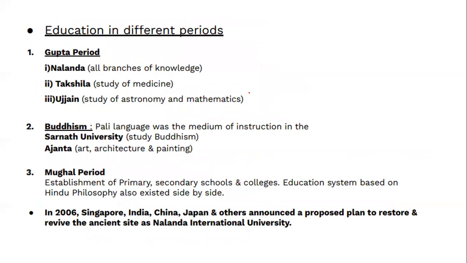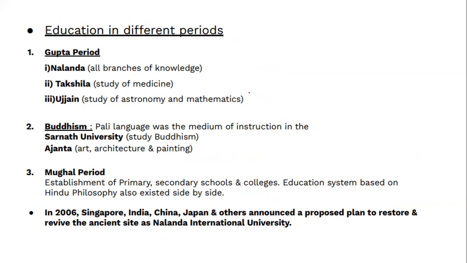So different periods, like the Gupta period, where we have Nalanda, Takshila, Ujjain. Nalanda is for all branches of knowledge. Takshila, medicine. Ujjain, astronomy and mathematics. Buddhism, Pali language. Sarnath University, that is for studying Buddhism. Ajanta, which is basically art, architecture, and painting.